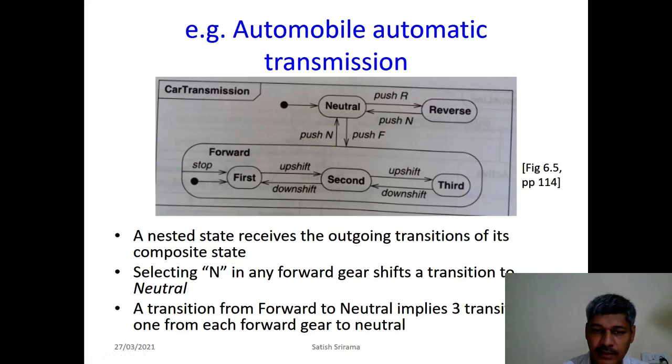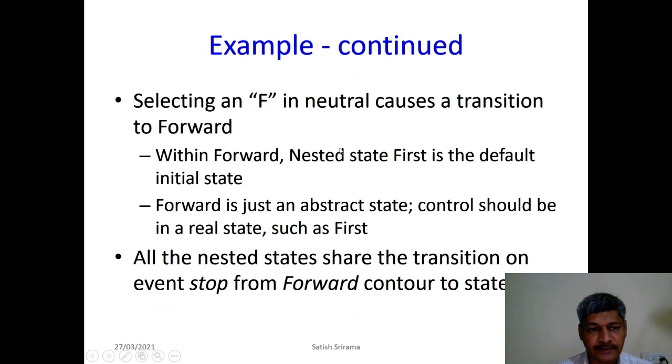So that's about the composite state. We have seen it with two examples, so that should be clear. A transition from a composite state is an outgoing transition, which indirectly means it is a transition from anywhere. Moving further, selecting a forward F in neutral causes a transition to forward.